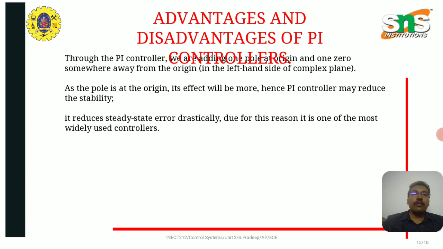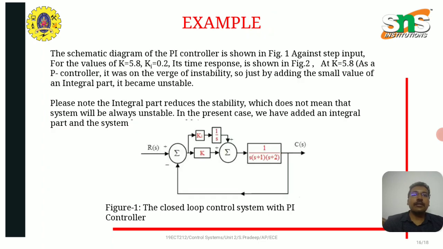Through the PI controller, we are adding 1 pole at the origin and 1 zero somewhere away from the origin. As the pole is at the origin, its effect will be more, hence the PI controller may reduce the stability. It reduces steady state error drastically. For this reason, it is one of the most widely used controllers. Example: the schematic diagram of the PI controller is shown in this figure.